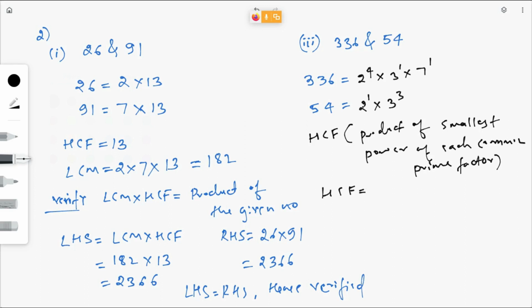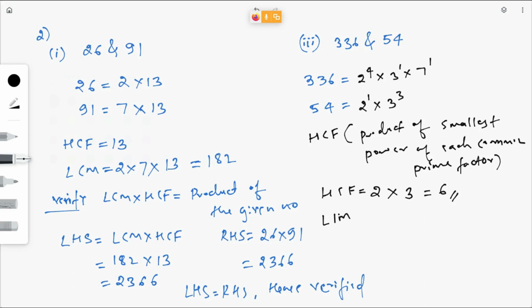So HCF is equal to, first, the smallest power of each common prime factor. Let's start from 2. What is the smallest power here? 2 raised to 4 or 2 raised to 1? 2 raised to 1, so write 2 raised to 1 or just 2. After that, the common factor is 3. Which one is smaller here, 3 raised to 1 or 3 raised to 3? 3 raised to 1. So multiply these two, you will get 6. So 6 is my HCF.